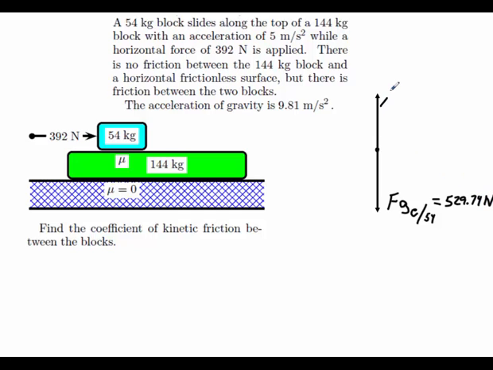Okay, this will be your F normal. These are vector quantities too. This will be my F normal, and this normal will be the 144 onto the 54, and that would be exactly the same value.